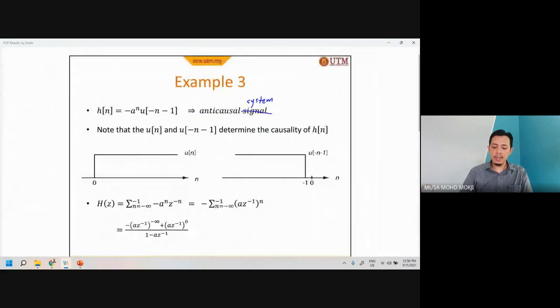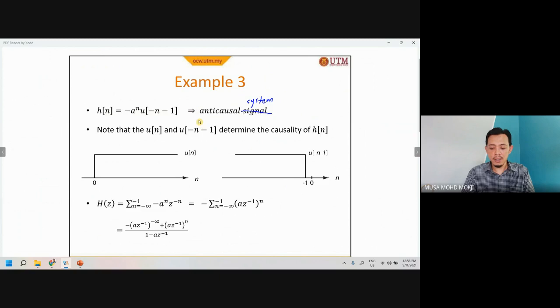And this is another example. Let's say h[n] equals minus alpha to the power of n u[-n-1]. There's a lot of things here. Okay, so this is u[-n-1]. So this is actually a step signal that has been deleted and folded. Okay, deleted and folded.